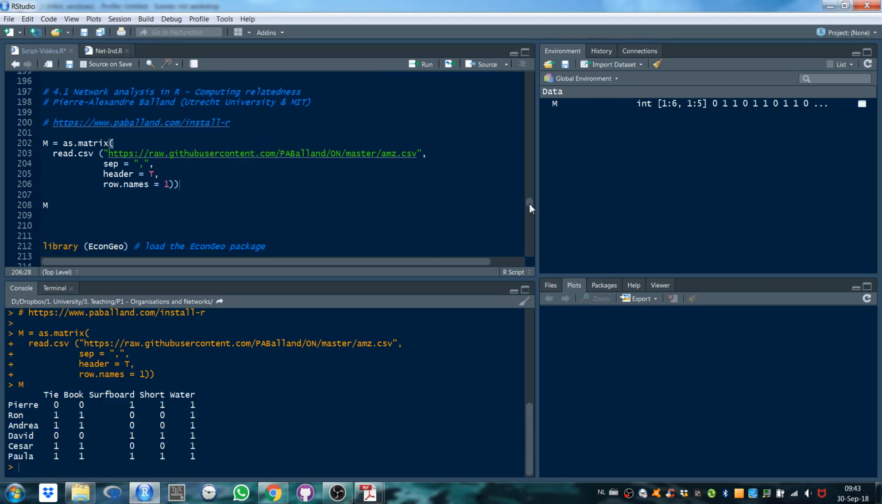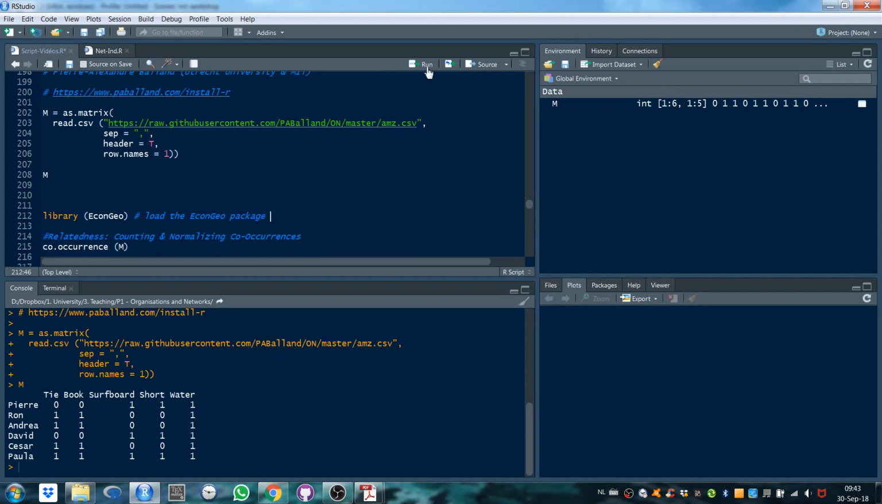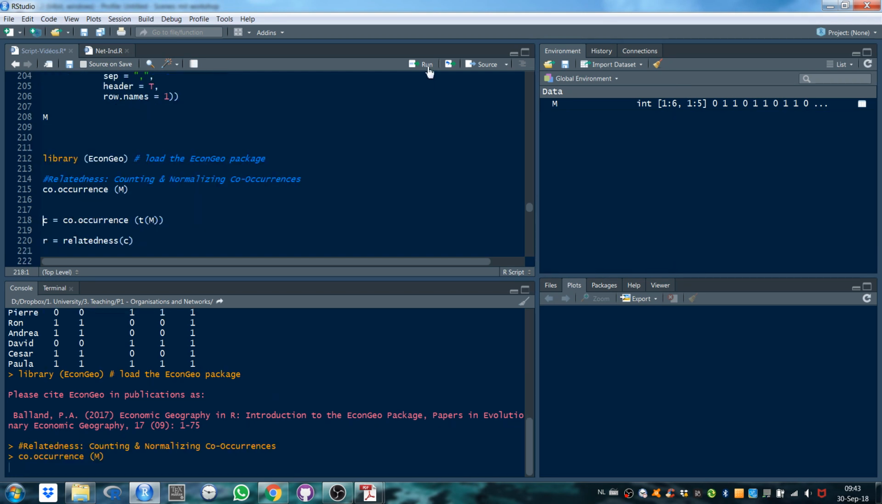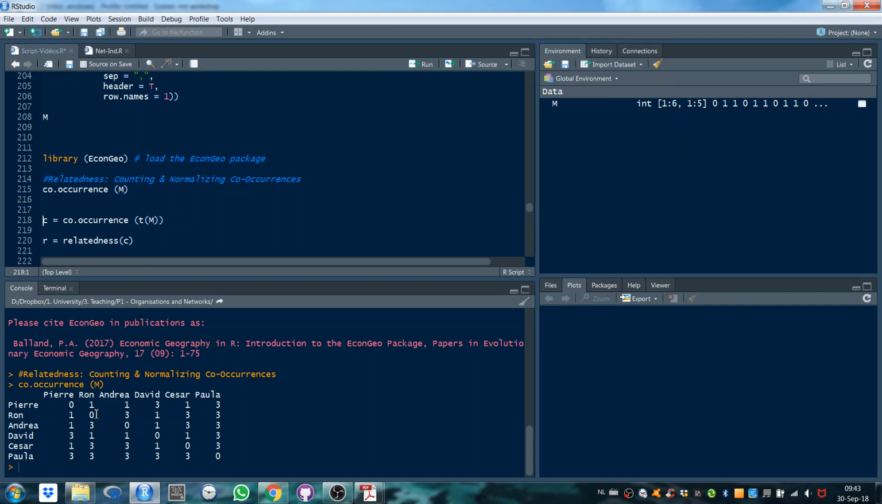From this matrix, first we're going to load the econgeo package, because this is the package where you will find the different functions that allow you to compute relatedness. Very first step, it's very important: we're going to use the function called co-occurrences. You just type co-occurrences, and in between parentheses you indicate M, and it will give you how many products are bought by two different customers.